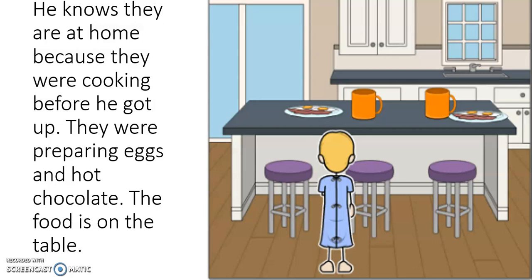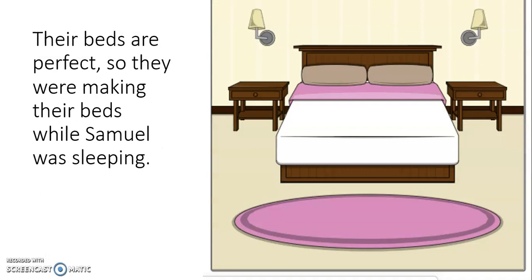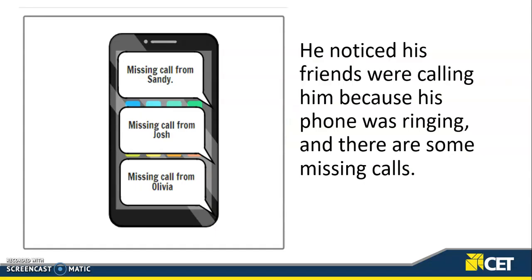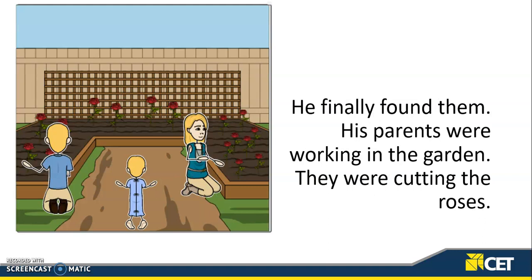He knows they are at home because they were cooking before he got up. They were preparing eggs and hot chocolate. The food is on the table. Their beds are perfect, so they were making their beds while Samuel was sleeping. He noticed his friends were calling him because his phone was ringing and there are some missed calls. He finally found them. His parents were working in the garden. They were carrying the roses.